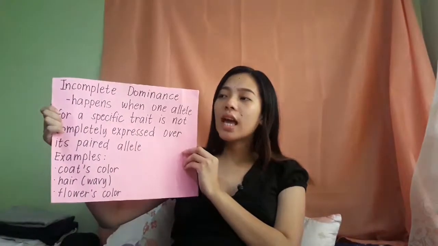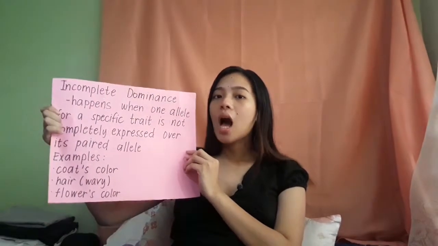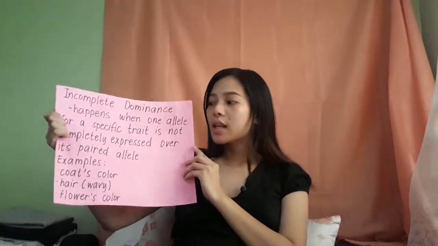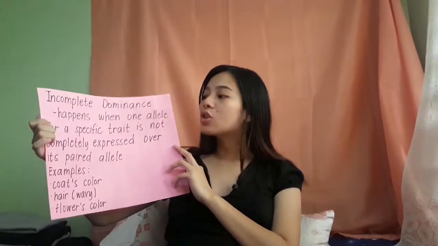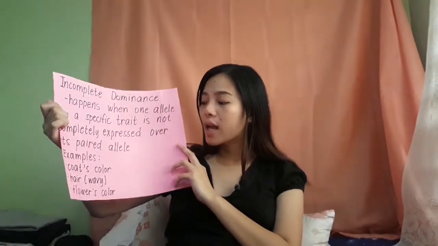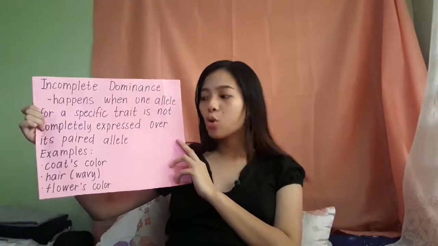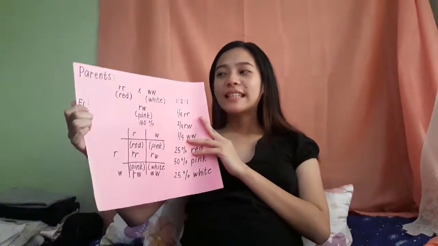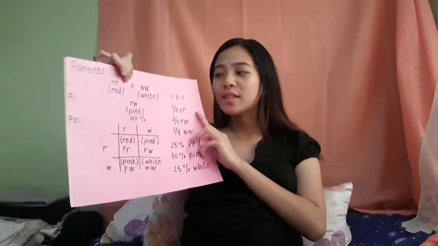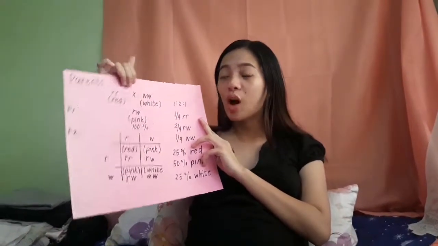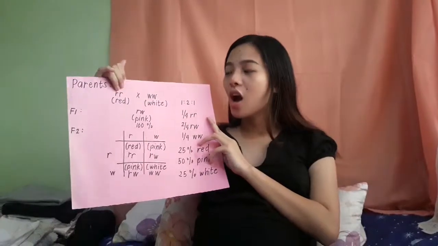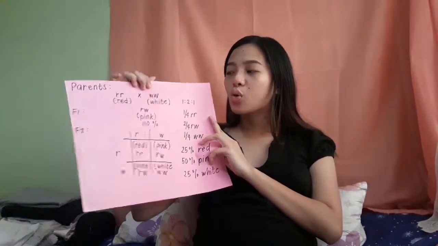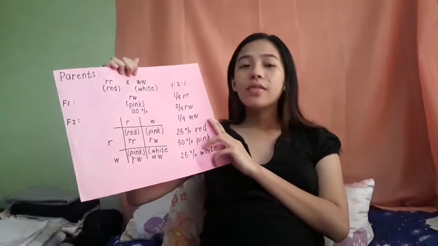And also for hair, if a parent has straight hair and the other parent has curly hair, their offspring, because of incomplete dominance, will have wavy hair. It also goes for flower color. We have an example here. We have homozygous parents, one for red and one for white. Their F1 offspring will have RW, and that is pink.